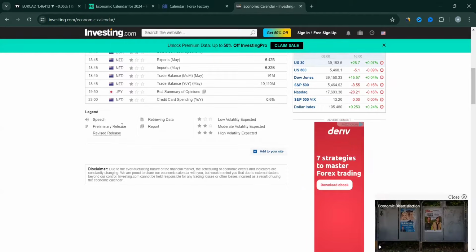We have speeches, preliminary releases, if a release has been revised, if the data is being retrieved, if there's a report. So you can trade these. So the events, there are speeches and reports, right? This is what you can trade under data, right?